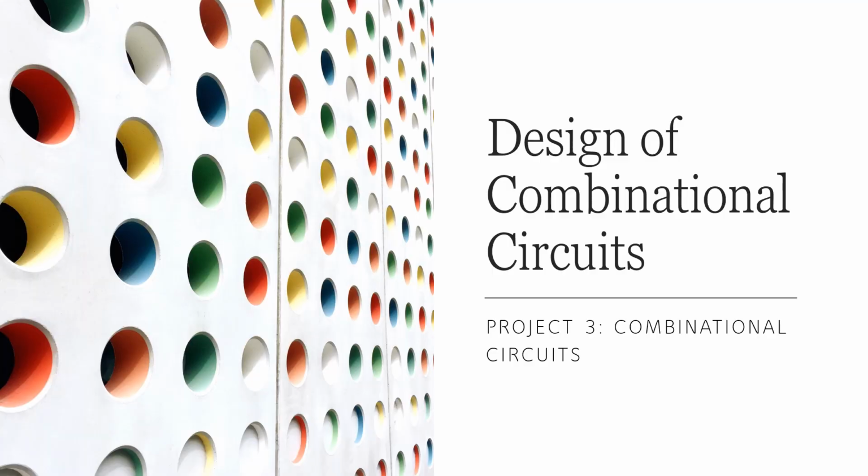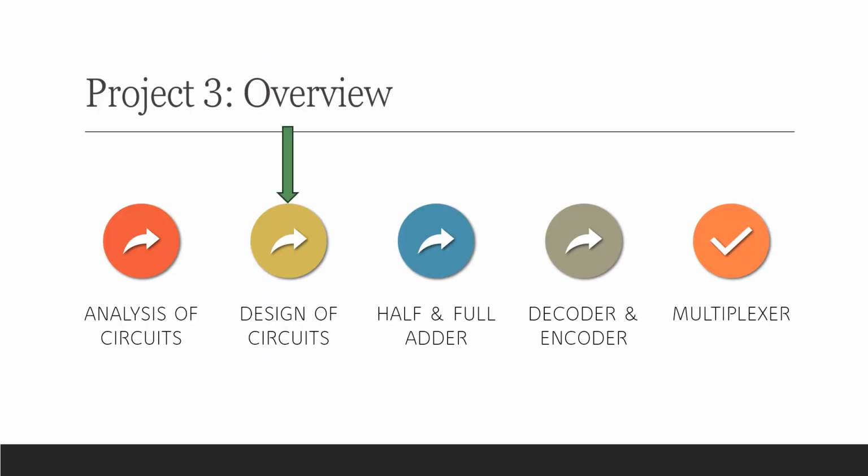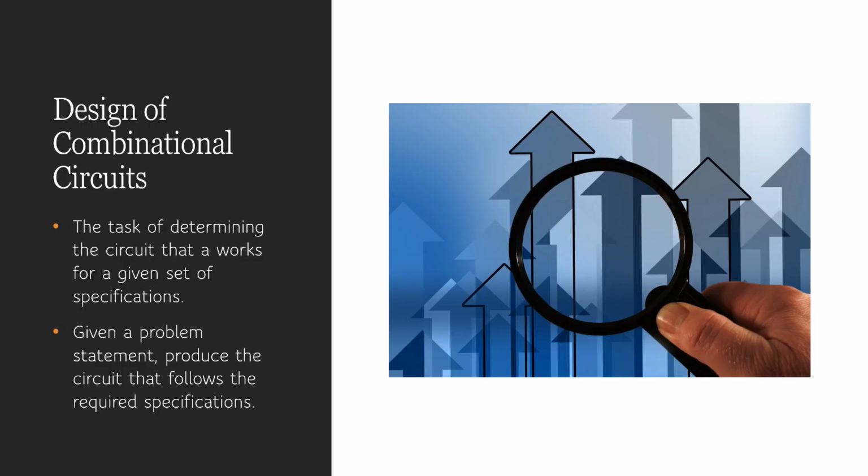This is a continuation of Project 3 where we'll be exploring all things combinational. Last week we went over the analysis procedure where we produce Boolean functions and a truth table when given a particular circuit. This week we'll be designing a circuit that meets the specification criteria of a particular problem statement.